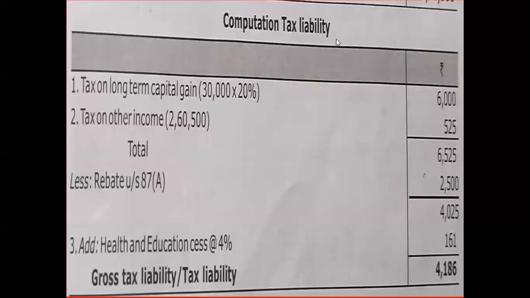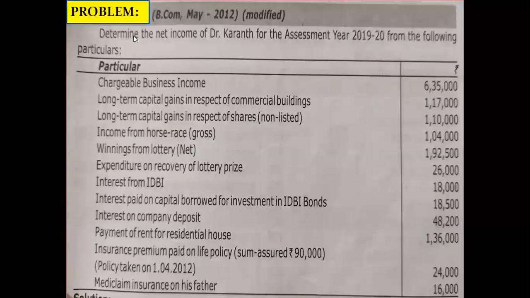Okay, let's see the next problem. Determine the net income of Dr. Karan for the assessment year 2019-20 from the following particulars. So they have just asked to calculate the net income. So let's see what types of income they have given. First one, chargeable business income. So they have directly given the business income, where 6,35,000 will be the business income.